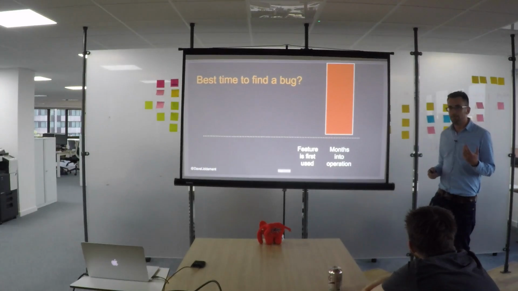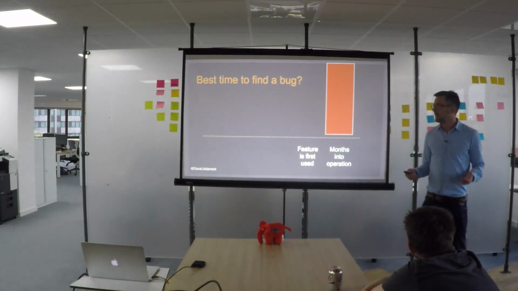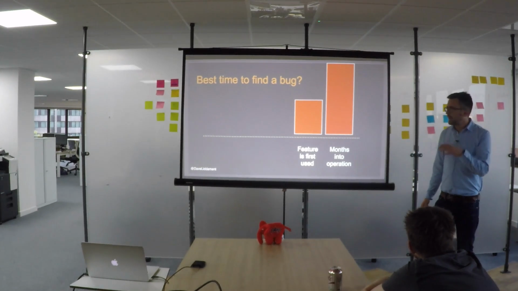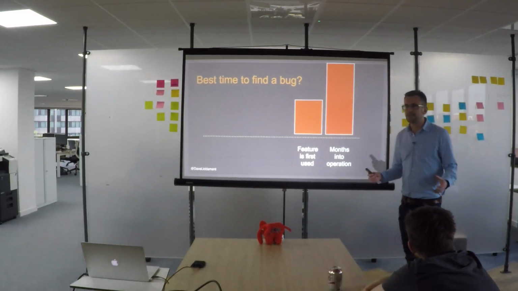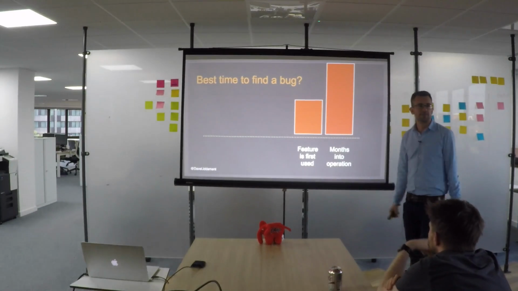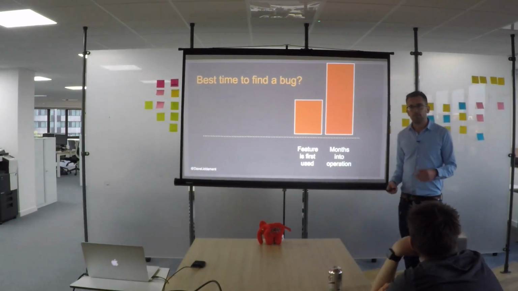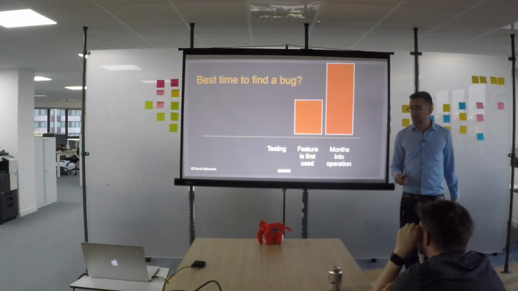So we don't really want to find bugs then. We kind of want to find them a bit earlier. So maybe we want to find them when the feature is first put into use. And again, that's still pretty bad. It's still a big red bar, not as bad as that one. And there, you might lose a bit of reputation. You say, we've got this great new feature, it all comes out, and people go, oh, this doesn't work. And there's still some overhead. Okay, you've got the bug reports, you've got to work out what's going on. Let's go and fix them. So that's still not great.